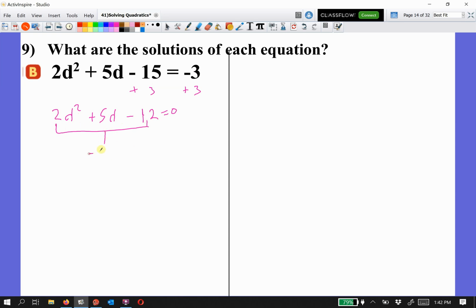Okay, 2 times negative 12 is a negative 24. Okay, now we got 5d right there. Okay, and I do 24 over here. So I got 1 and 24. 2 and 12. 3 and 8. 4 and 6. Okay, top's negative, which means I got 1 positive, 1 negative. Bottom's positive, which means the big number has to be positive, and the small number will turn negative. I'm going to add these together.